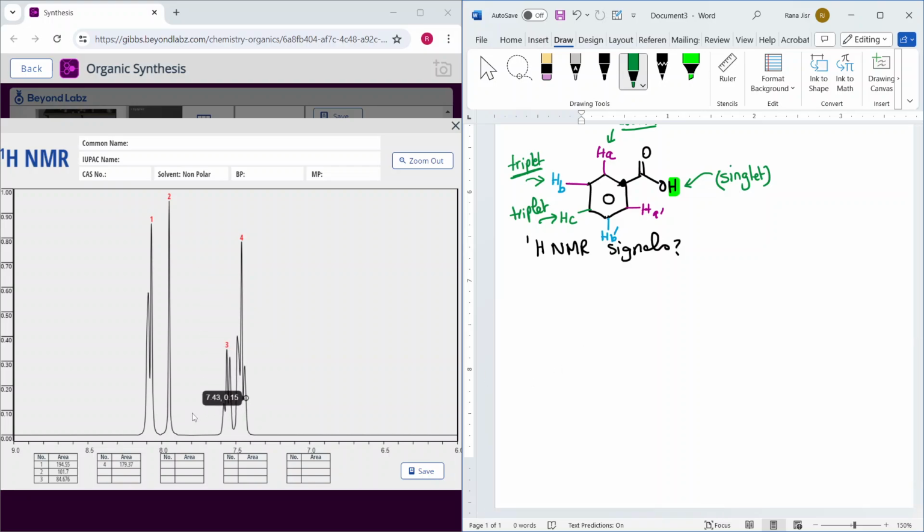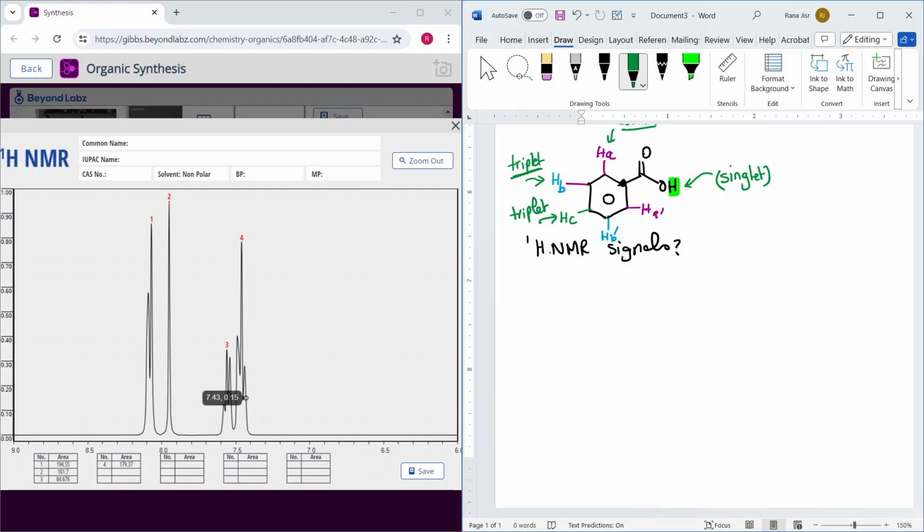Now, to do the integration, all you need to do is look at those areas in there. These are the peak areas, and they are relative. Peak number 1 has an area of 194. These are relative numbers, okay? And peak number 2 has an area of 101.7. So I can easily see that peak number 1 has twice the number of hydrogens of peak number 2.